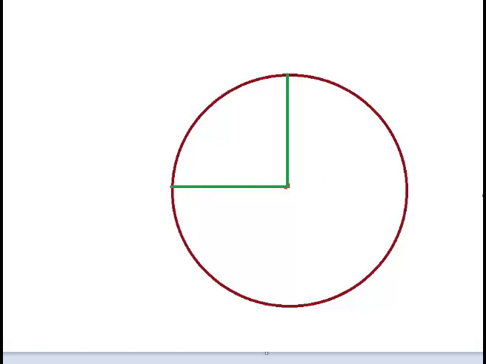Now, first of all, these two lines, let's assume that they're perpendicular to each other. In other words, they form a right angle with each other. This is a right angle. Now, what's a right angle? Well, all right angles have to be 90 degrees. What is the number of degrees of this arc?